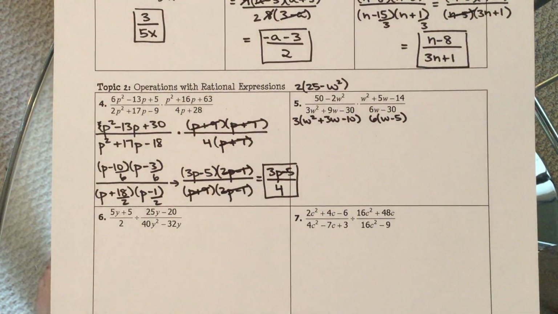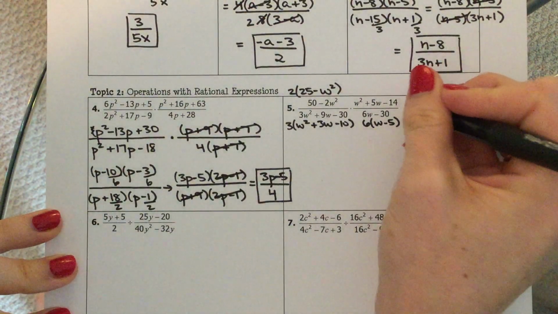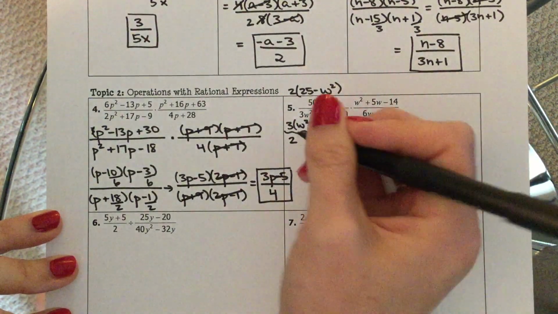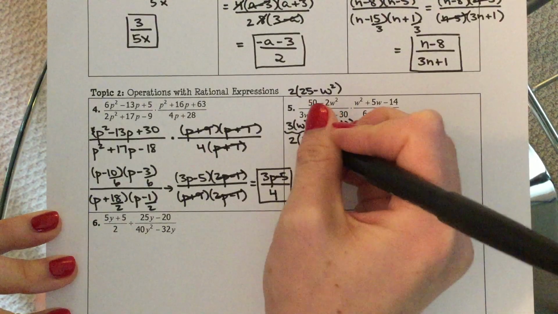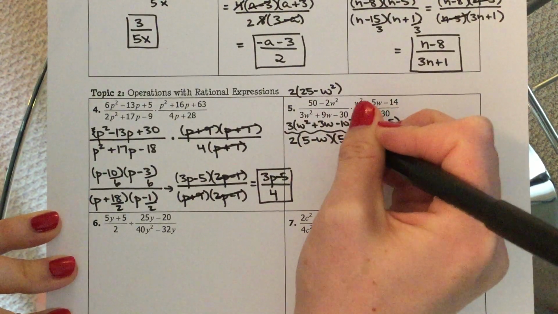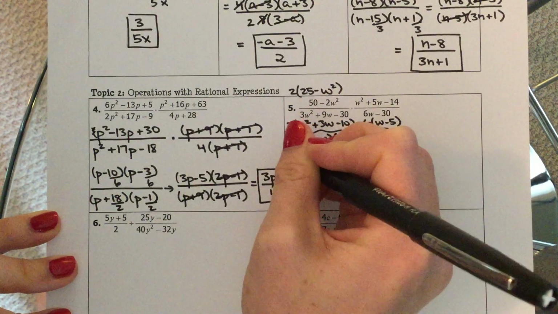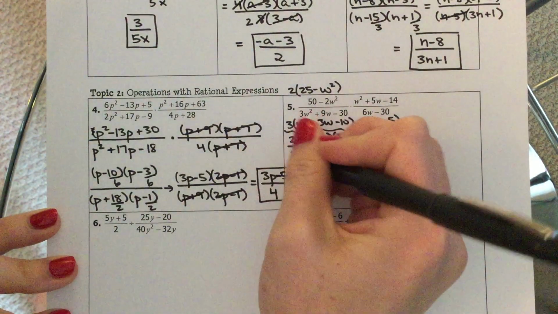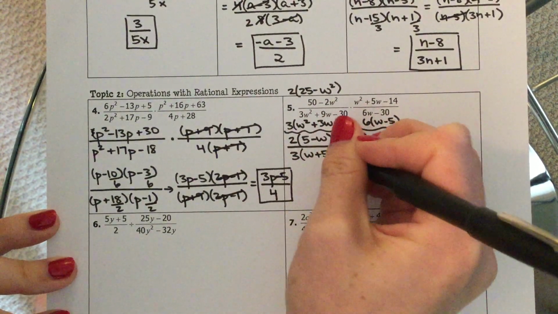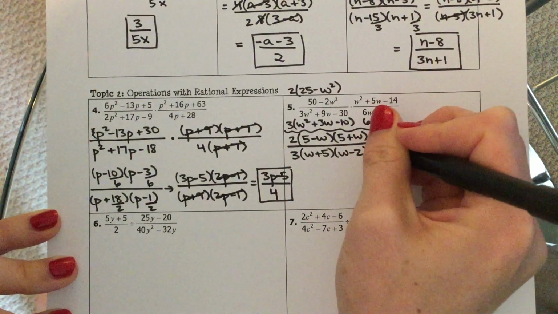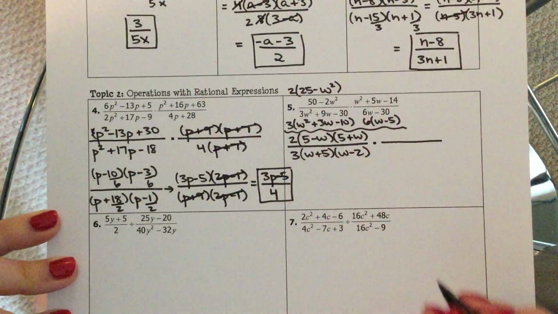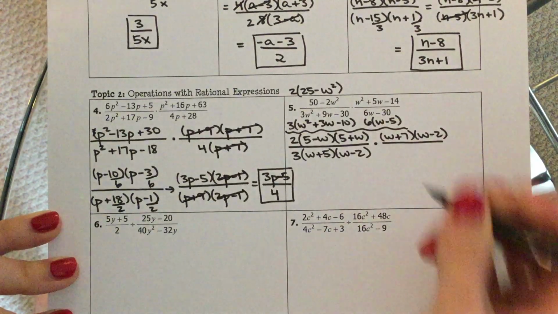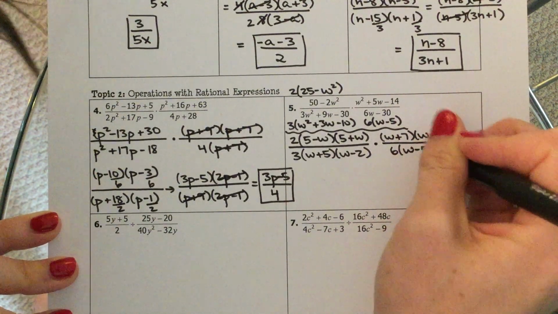Okay, so now without those GCFs, we can reduce them down. So this one, top left, we've got a 2, and then the 25 minus w squared, that's the difference of squares. That is a 5 minus w, 5 plus w. Bottom left, we have a 3 out front. This, when I factor this down, multiplying to a negative 10, adding to a positive 3, would be a positive 5 and a negative 2. Top right, multiplying to negative 14, adding to 5 would be a positive 7 and a negative 2. And this bottom right is good as is.